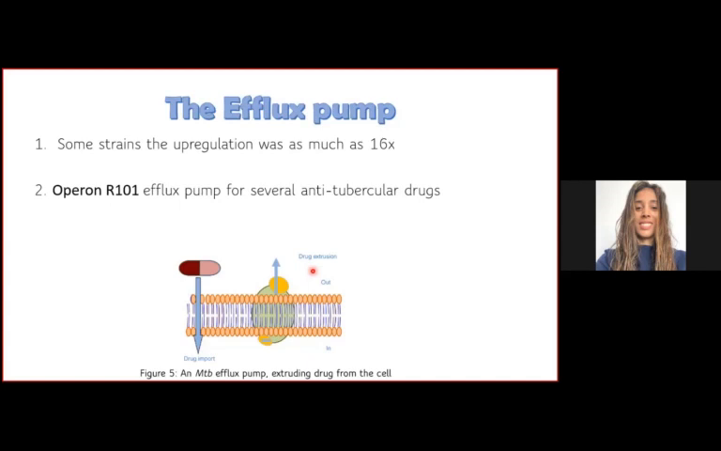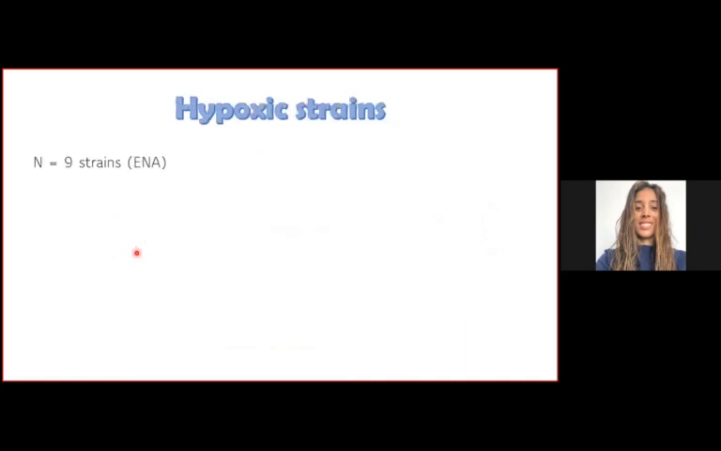This specific pump has also been linked to other anti-tubercular drugs, and some of the MTB strains that were resistant to rifampicin but showed no mutations in that RPOB drug resistance gene were usually upregulating this efflux pump. So that was nice to see again.